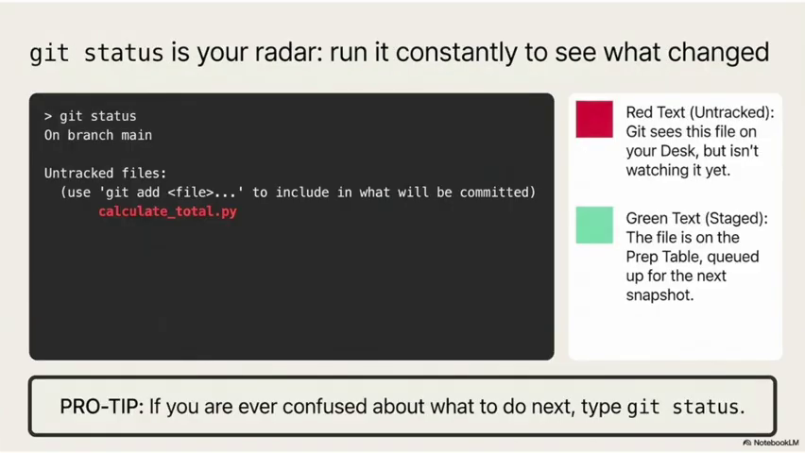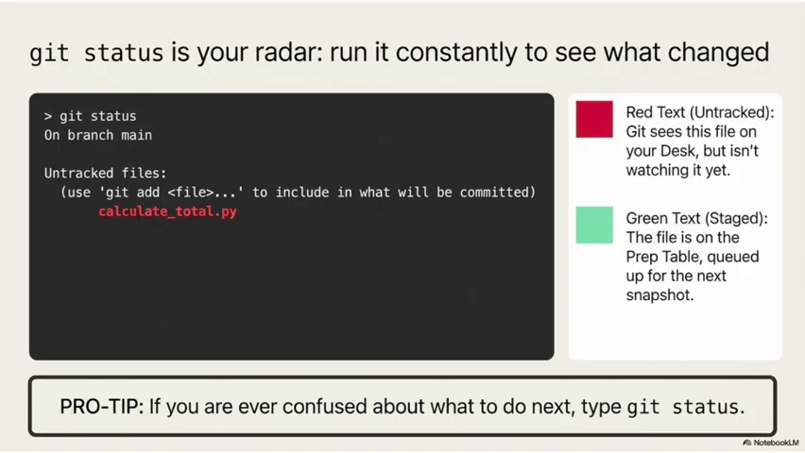Git status is your radar. It shows you the current state of every file in your working directory and staging area at a glance. Run it constantly. Before you add, before you commit, after you make changes, git status always gives you an accurate picture of what's happening. Red text means untracked or modified files that are on your desk but haven't been staged yet. Green text means files that have been staged are queued up for the next commit.